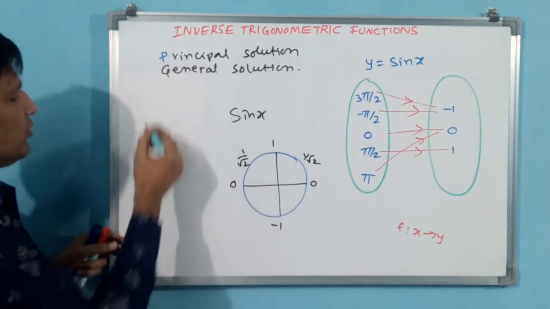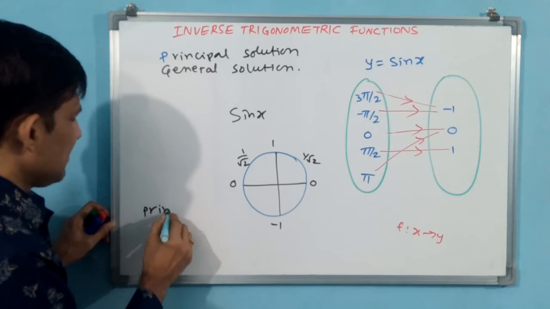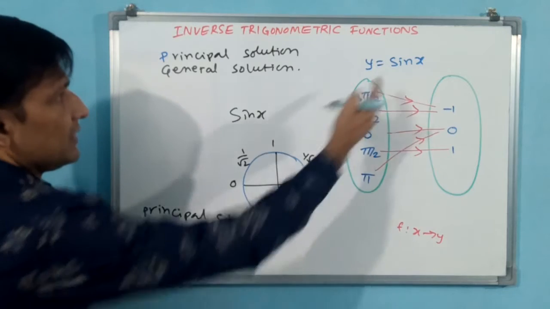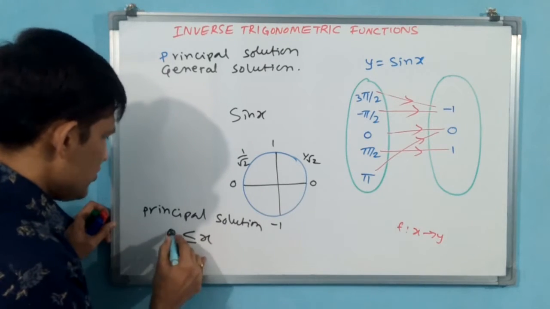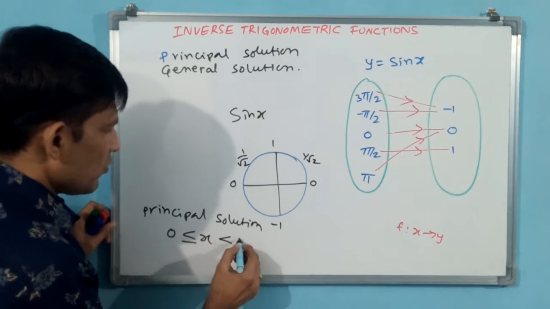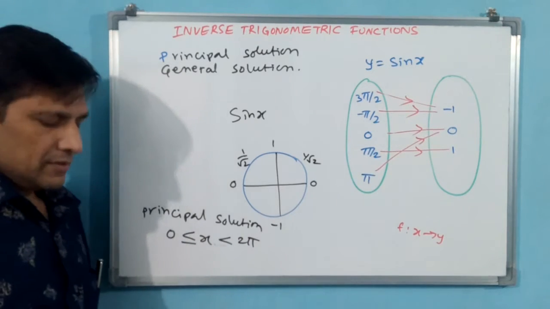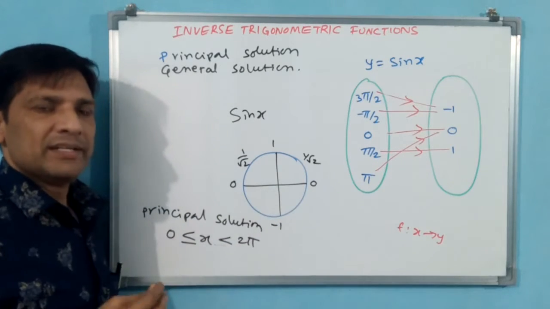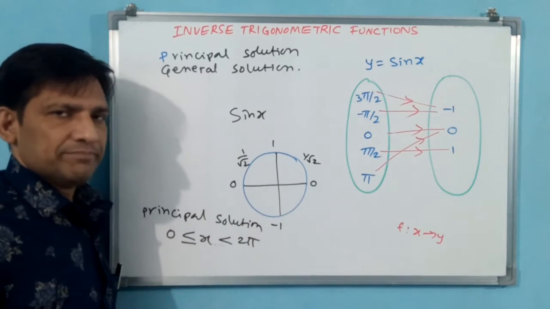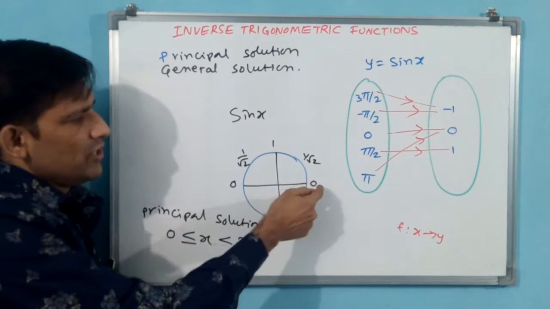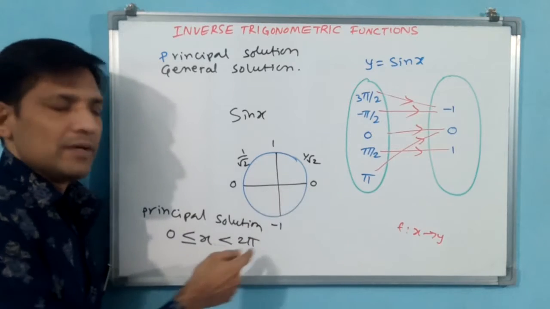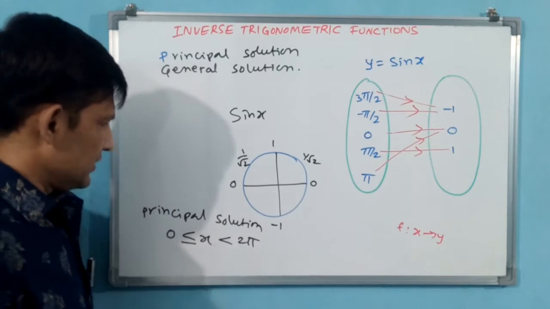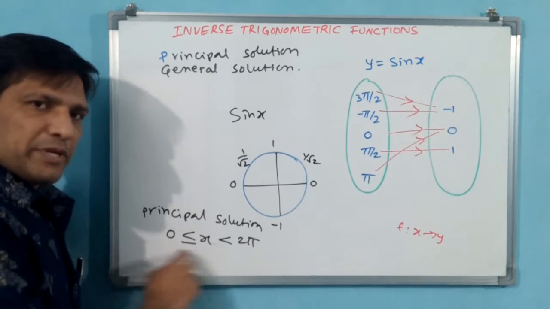That means the principal solution is x, where x should be from 0 to 2 pi. If you take 0 to 2 pi, that is called the principal solution. See, solution means angles only, 0 to 2 pi. 2 pi itself is not included; 2 pi and above come under the general solution. This is for the principal solution.